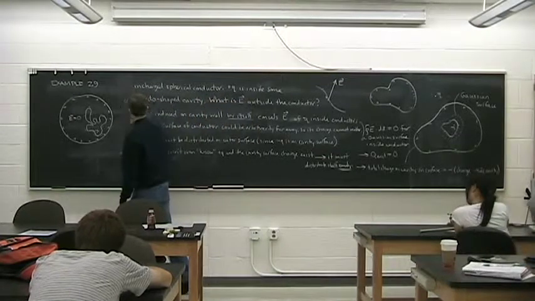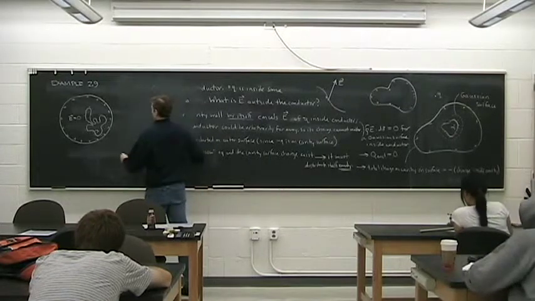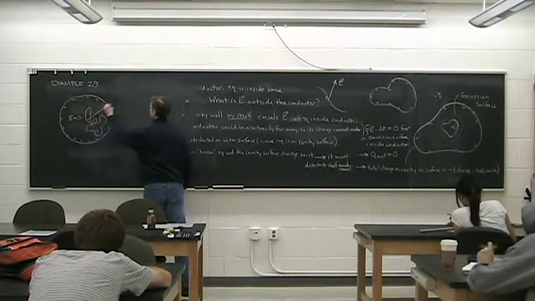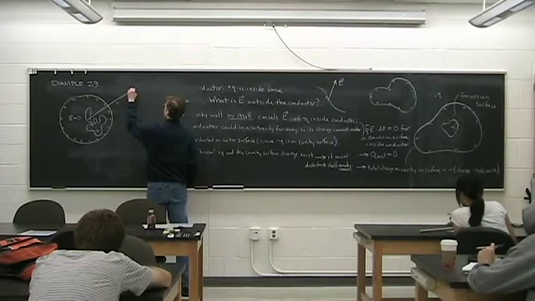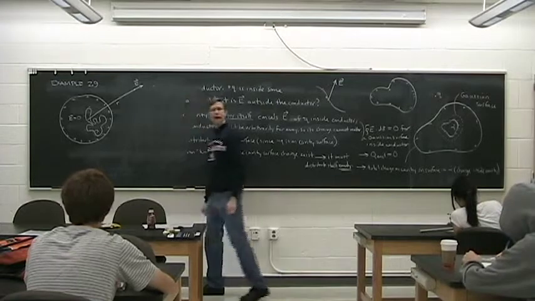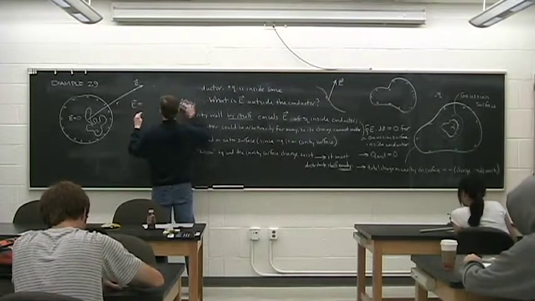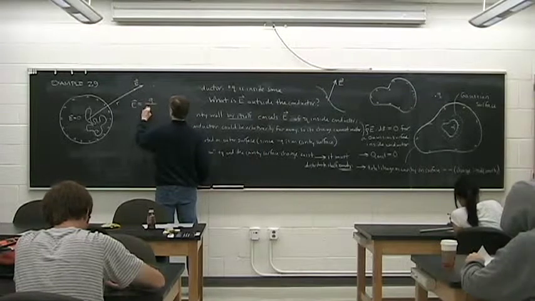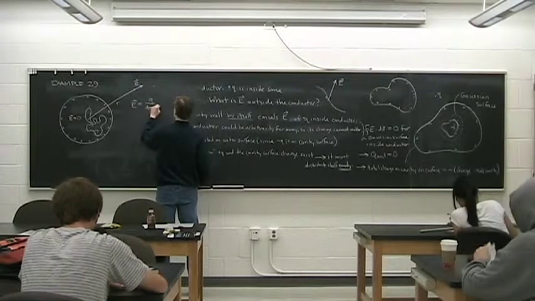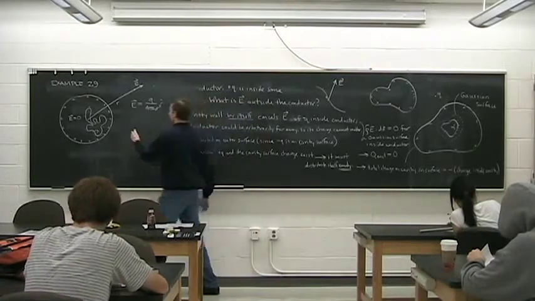So outside, then, the electric field, if here's the center of the sphere and here's some distance r away from it, the electric field points radially outwards, and E is equal to then Q over 4 pi epsilon naught r squared times r hat. Just like it would be for a point charge plus Q at the center.